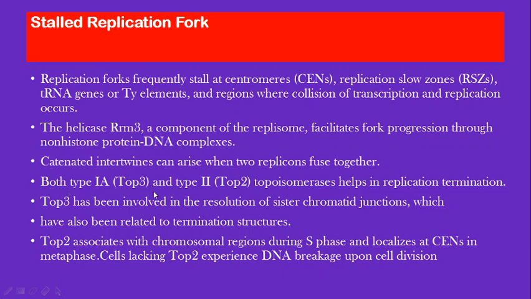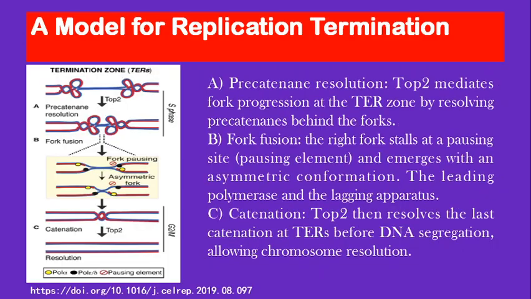Both topoisomerase 3 and topoisomerase 2 will help in replication termination. Topoisomerase 3 has been involved in the resolution of sister chromatid junctions which have been related to termination structures. Topoisomerase 2 will be associated with chromosomal regions during the S phase, and it is localized at the centromere in metaphase. Cells which lack topoisomerase 2 will experience DNA breakage upon cell division.